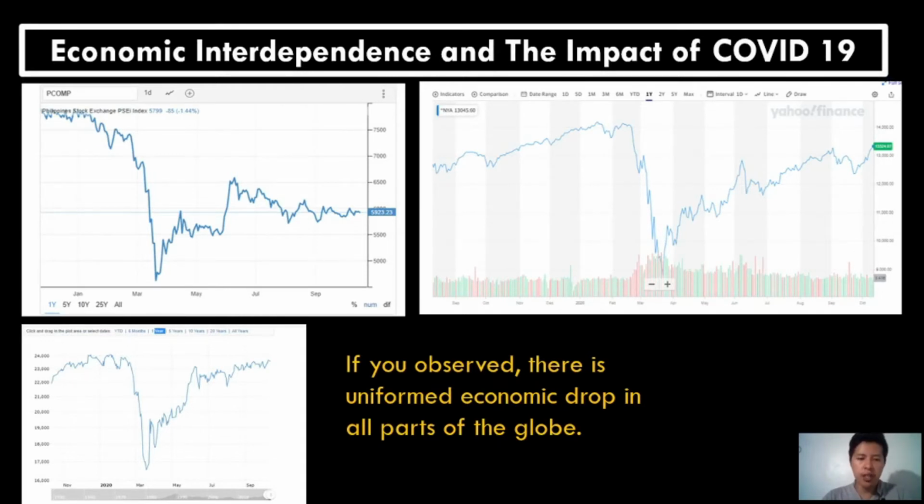If you look at these charts, I don't know if you understand this chart, but we'll just try to describe what is happening in this chart. Now, if you look at the first chart in the upper left, that is the Philippine Stock Exchange Index, and that is how the economy of the Philippines performed during the pandemic. Now, if you look at the middle March to April chart, there is a considerable drop of the economy of the Philippines down to only around 4,000 points in the Philippine Stock Exchange.